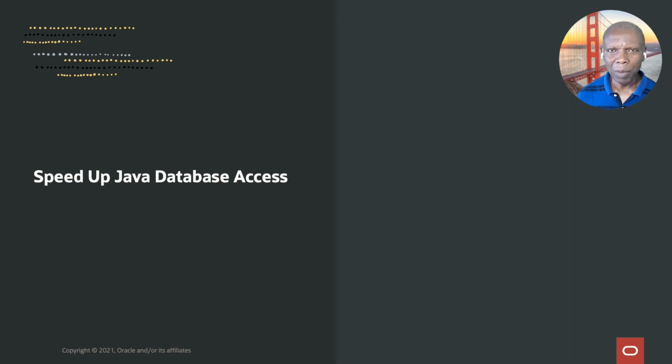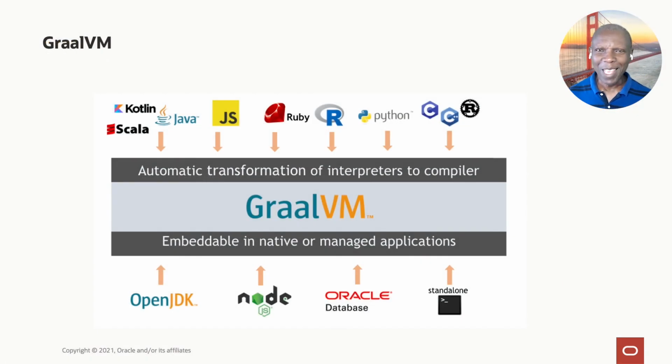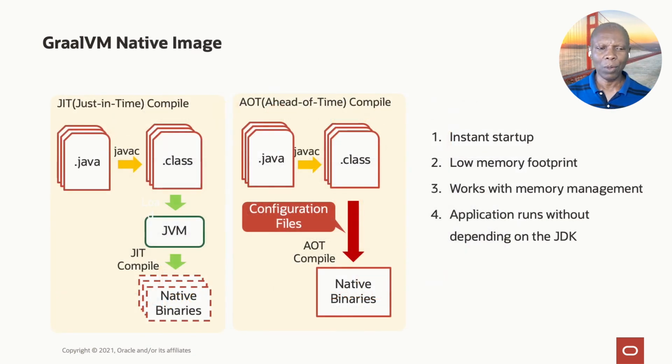How do you speed up the database access? GraalVM. I'm not going to elaborate on what GraalVM is. I think people are familiar with that. So how does it work? This is a comparison of HotSpot just-in-time and GraalVM ahead-of-time compilation. You generate your Java class, and then you compile this Java class to produce a binary which will run without the JVM. The benefit here is instant startup, low memory footprint, and it works with memory management.